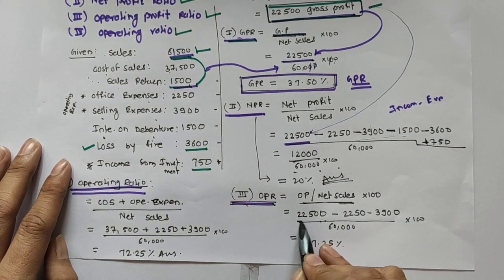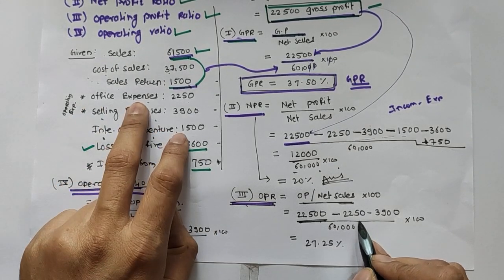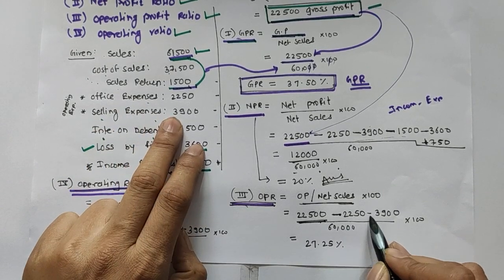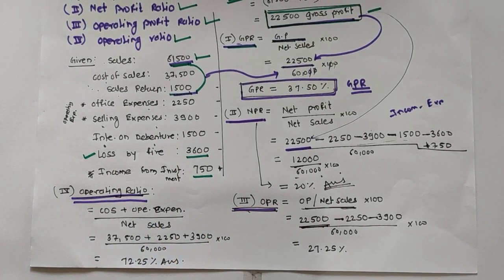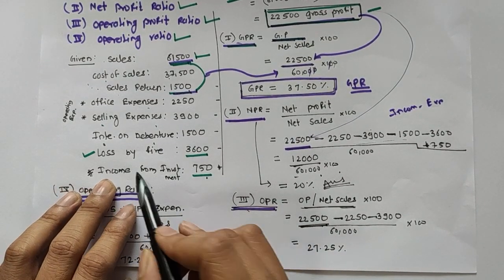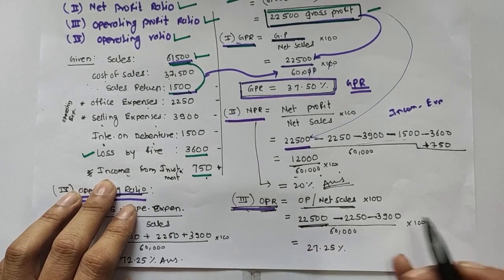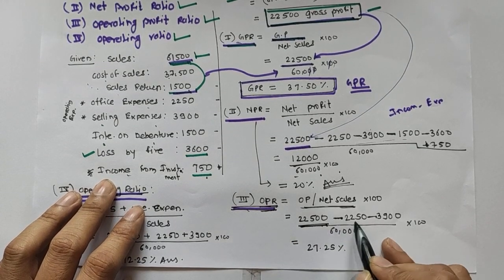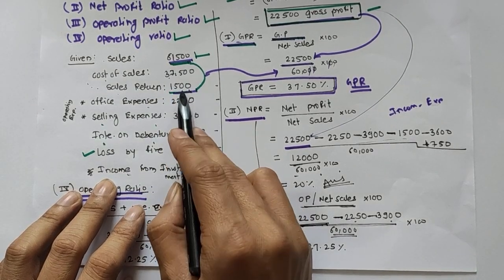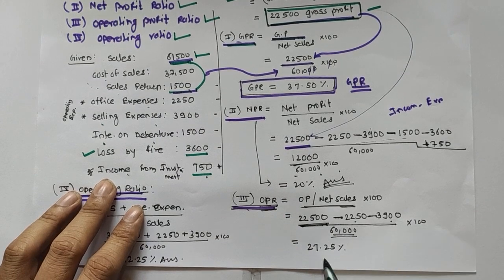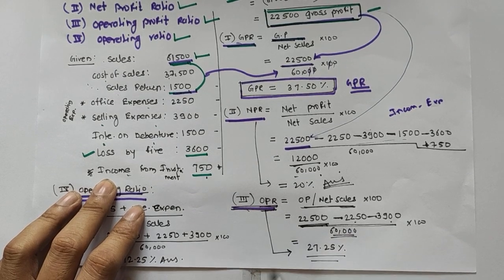So gross profit is your operating income, gross profit minus 2,250. Operating office expenses we have to subtract, selling expenses we also have to subtract, and lastly we have added the income from commission. But here the income from commission is not given, and income from investment should not be added while calculating the operating profit. So operating profit is gross profit minus expenses divided by your net sale, that is 60,000. How? 61,500 minus 1,500. So when you solve this you will get 27.25%, that is your operating profit ratio.